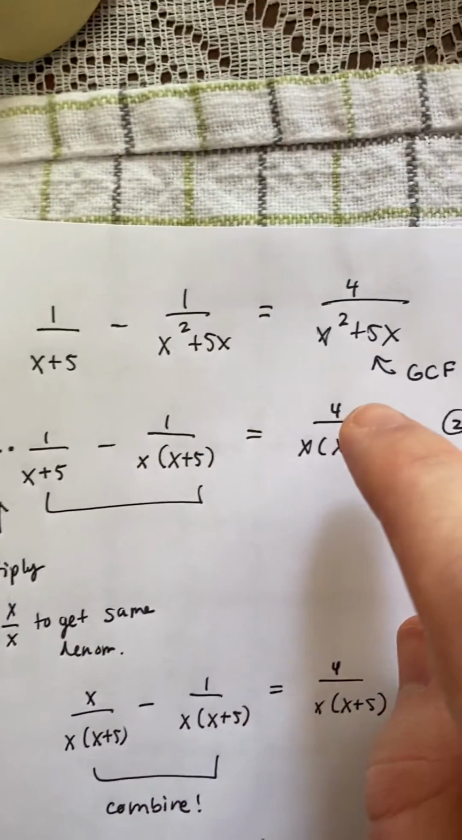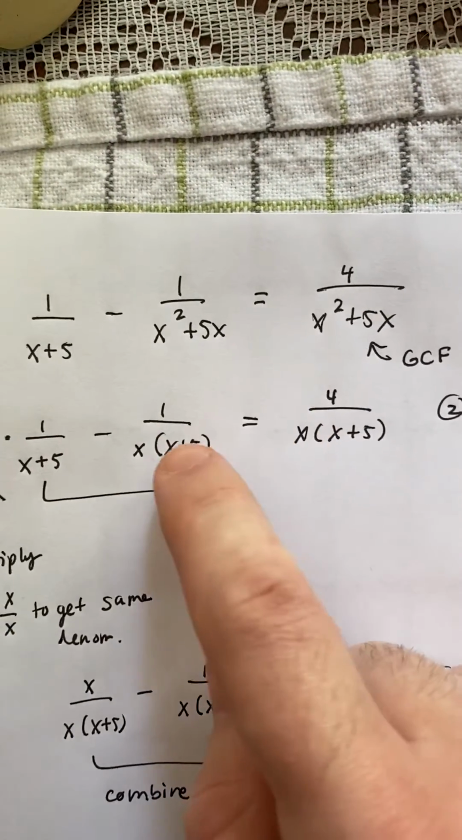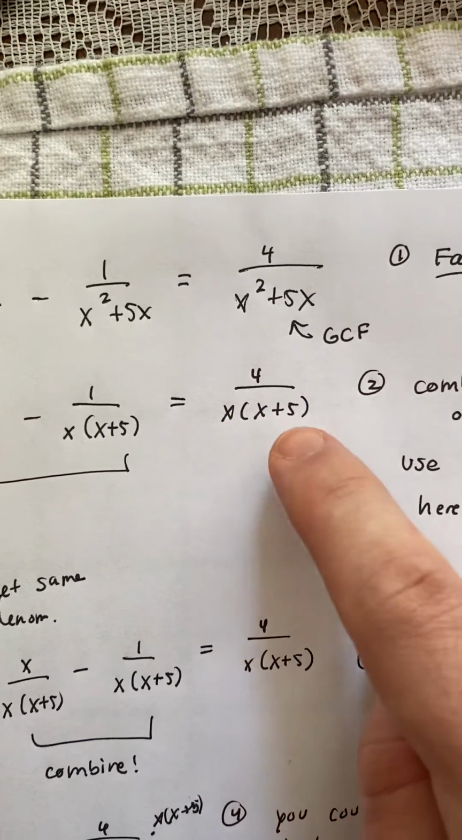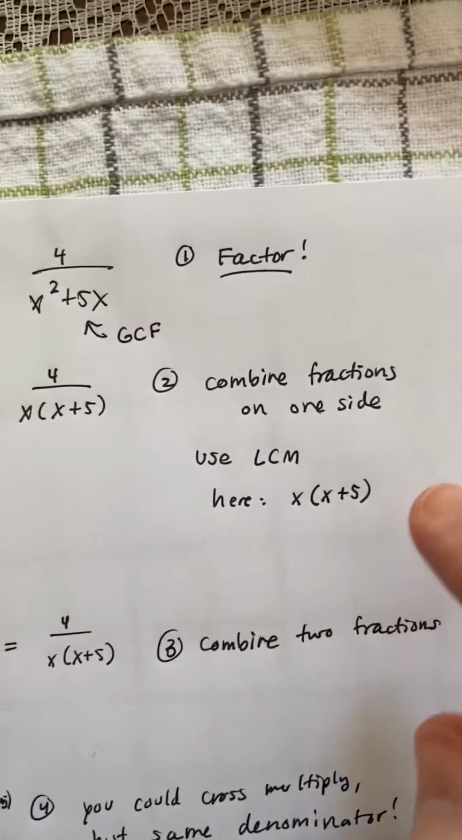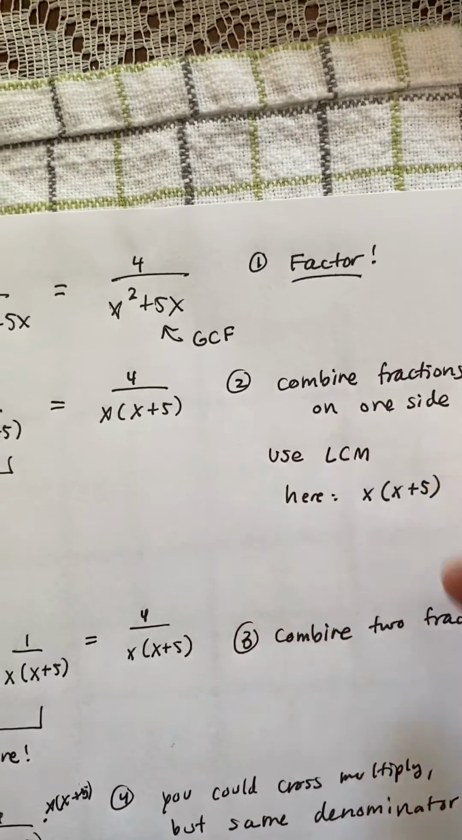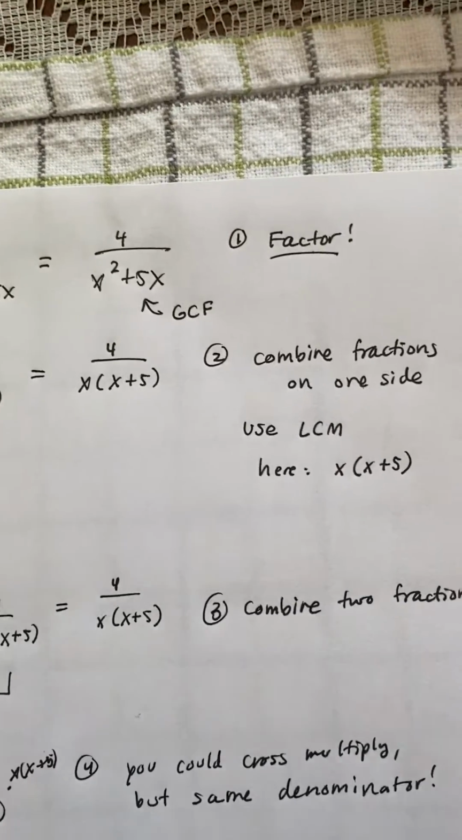Okay, so when I factor out, I'm going to be left with 1 over x plus 5, 1 over x plus 5, and then 4 times x times x plus 5. So now I'm going to combine the fractions on one side using the least common multiple. So, right, you have to get those denominators the same.